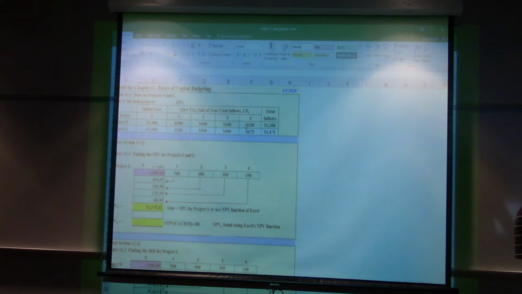Anybody disagree? I don't know. Gotta add... What's to add, B6? What is B6? Oh, the initial cost. Oh, okay. All right.